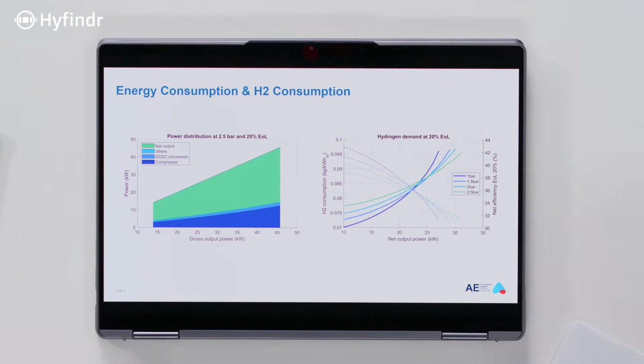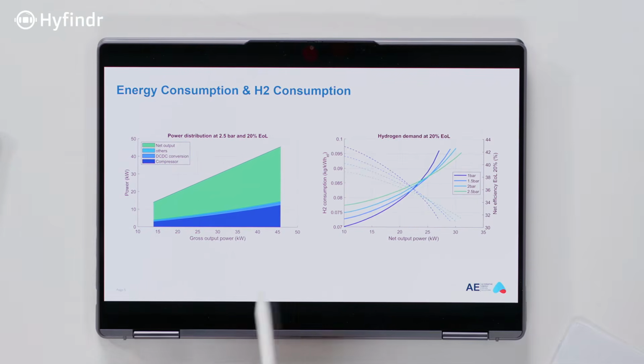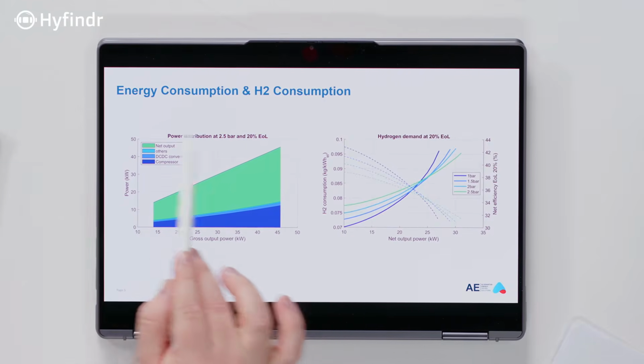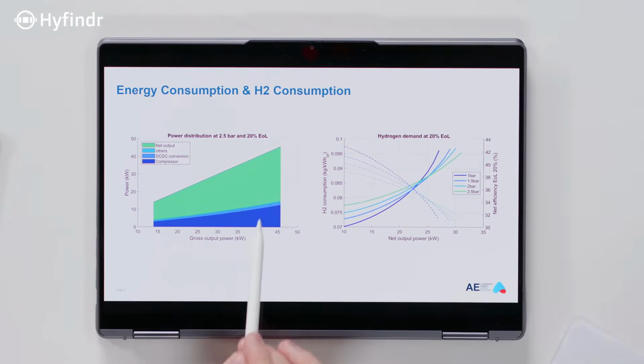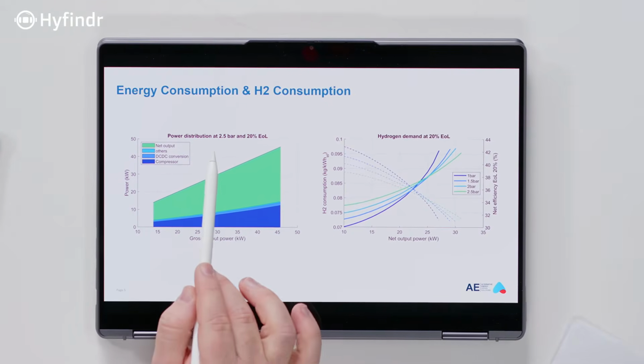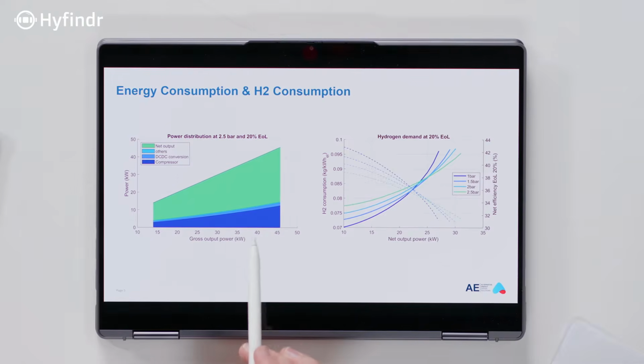So yeah, is there more to it than this? I think you mentioned the different gross output powers here and the DC-DC conversion. Exactly. So here is the energy consumption and hydrogen consumption. In this diagram you can see when we run the system at 2.5 bar, the main consumer of the generated power is the compressor. So this kind of blue area here.